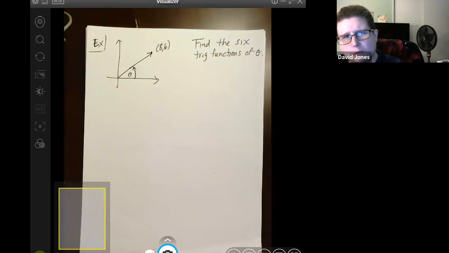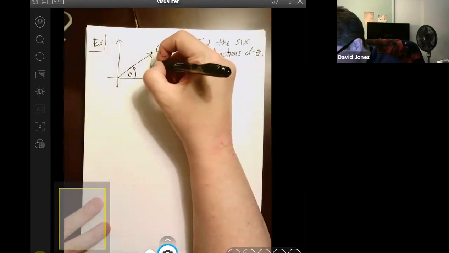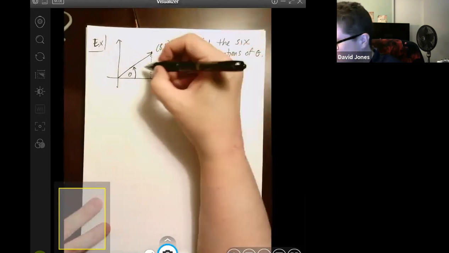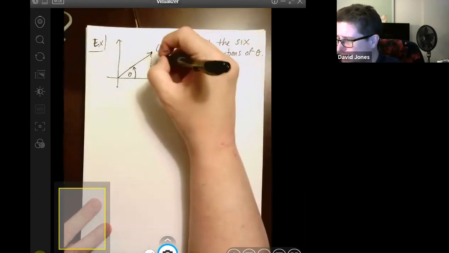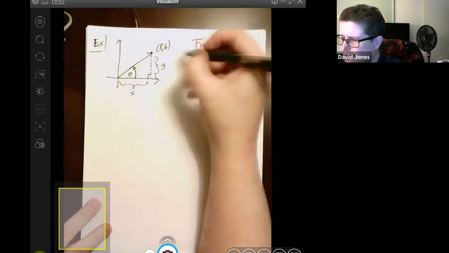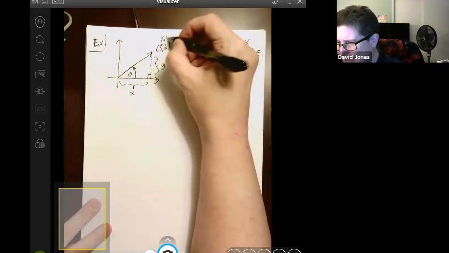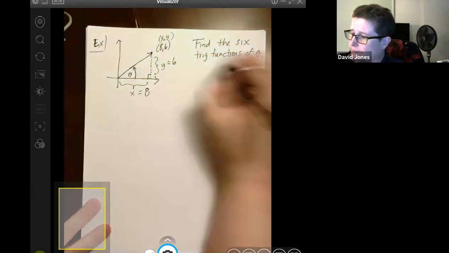The key here is to picture it as a triangle. Okay? Pause it if you need to. And I'll assume you did. What I'm going to do is I'm going to make a triangle by dropping a line so that this makes a perpendicular line. So that makes this side here y. This side here is x. And conveniently, that's x and y. So y is 6, x is 8.